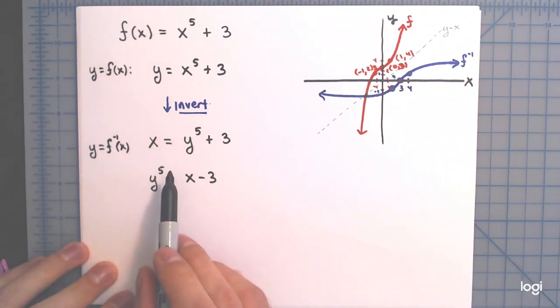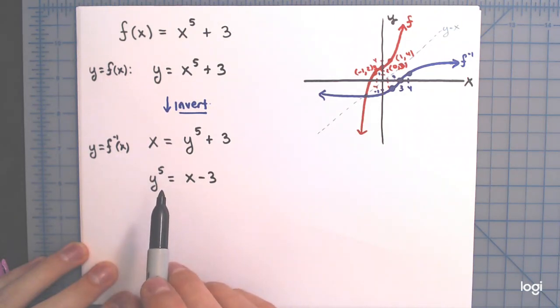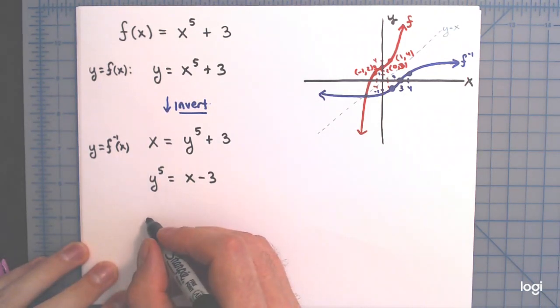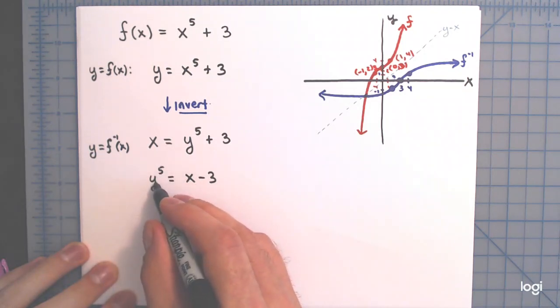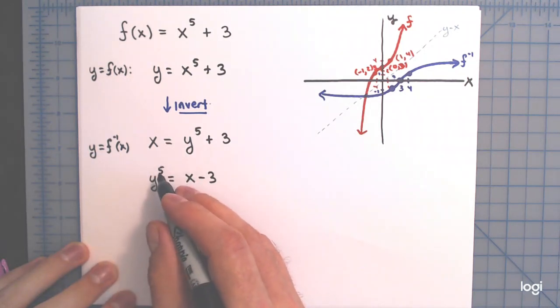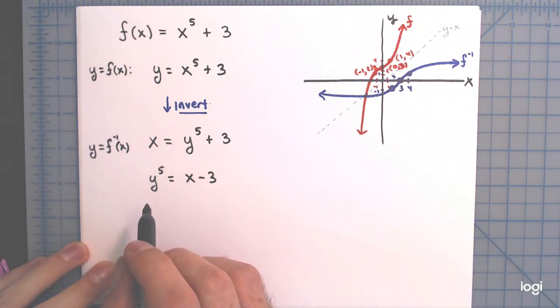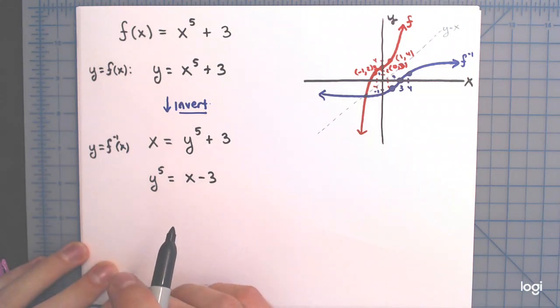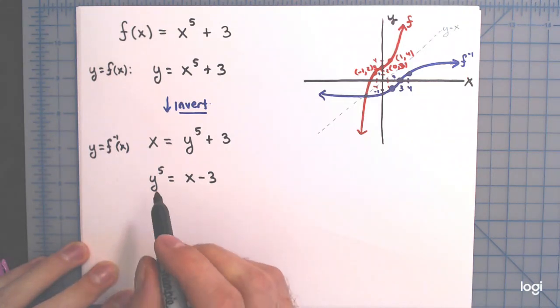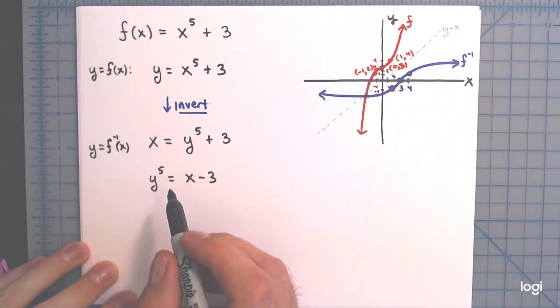And then I would raise both sides to the 1/5 power, or take the fifth root of both sides. And remember, the fifth root of something to the fifth power undoes one another. You're just left with y. And it's not like an even root. Remember, the square root of something squared was the absolute value of the base. We don't have to worry about that here with odd roots. You can take odd roots of anything.